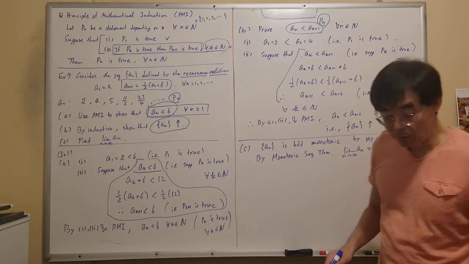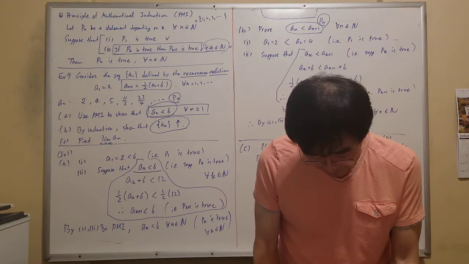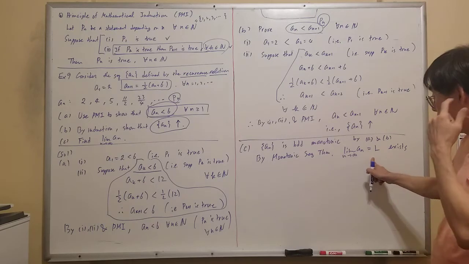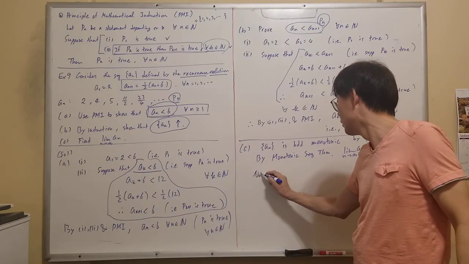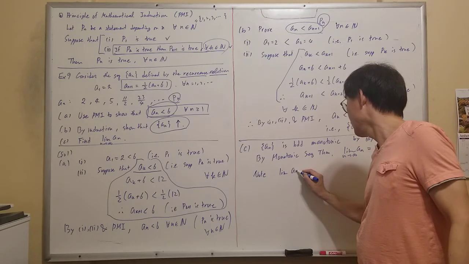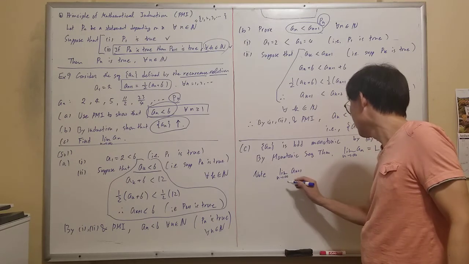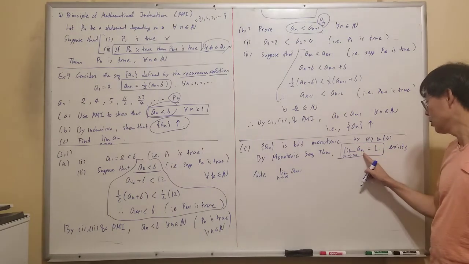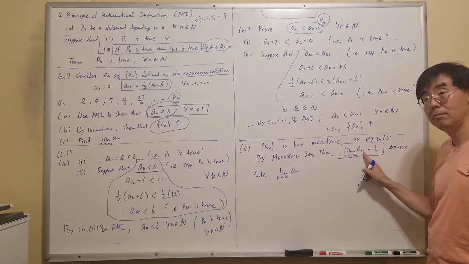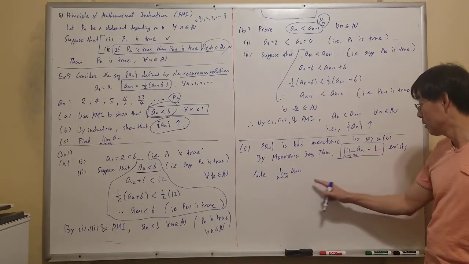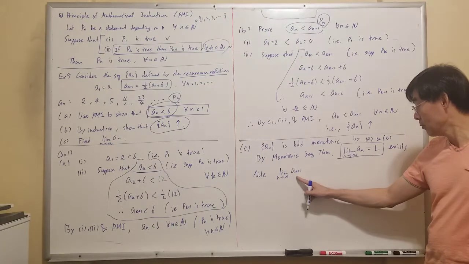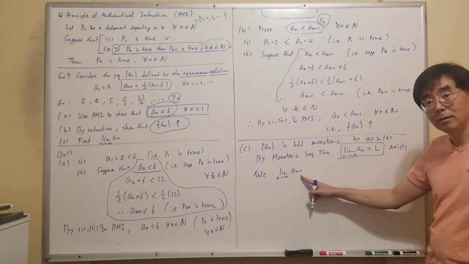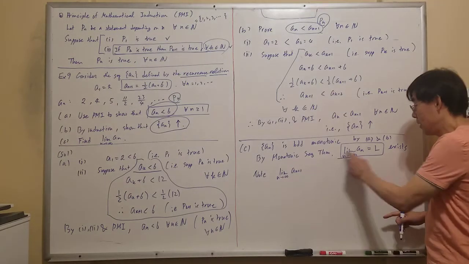By the monotonic sequence theorem, let's find the limit value. Now, note, what if you take a_{n+1}? If the limit of a_n equals L, as n grows, a_100, a_200, a_300, a million, a billion, it approaches L. What is a_{n+1}? a_101, a_201, a million plus 1. This one is just one step ahead of this.